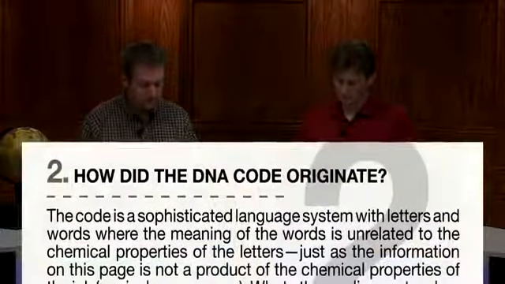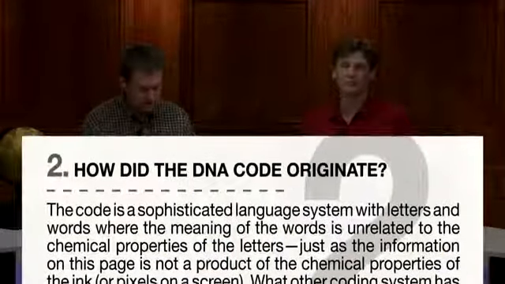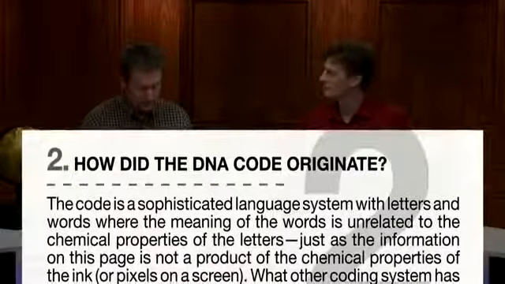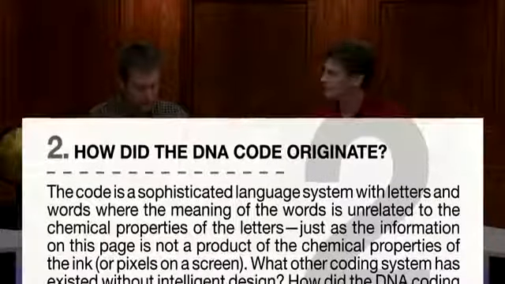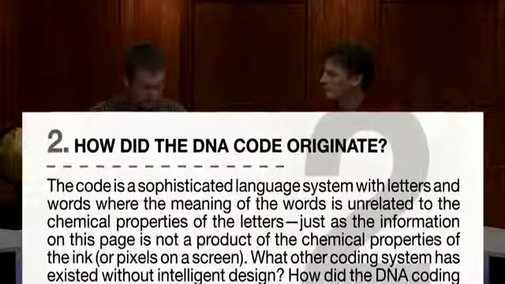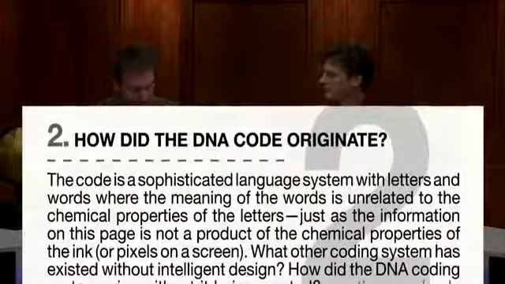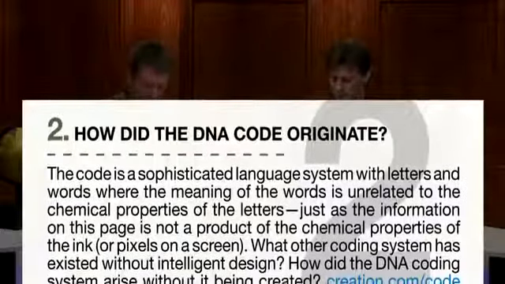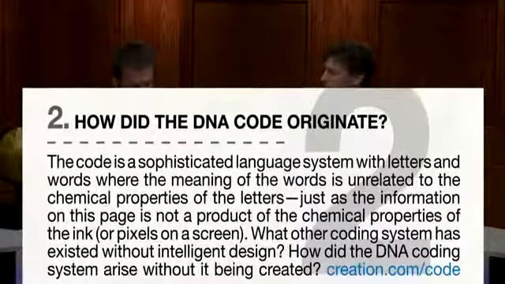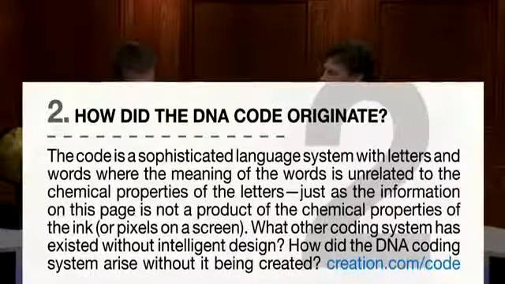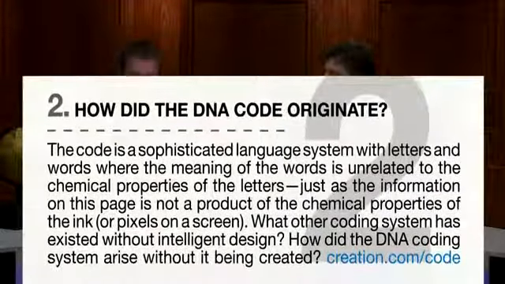The code is a sophisticated language system with letters and words where the meanings of the words is unrelated to the chemical properties of the letters, just as the information on this page is not a product of the chemical properties of the ink or pixels on a screen. What other coding system has existed without intelligent design? How did the DNA coding system arise without it being created? And there's a link in the flyer as well, creation.com/code.